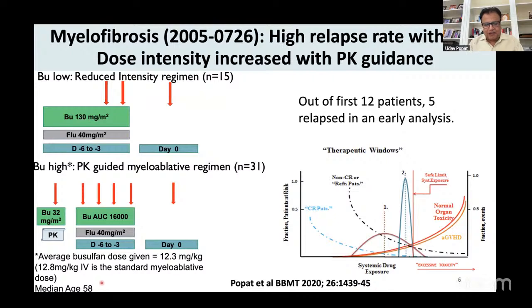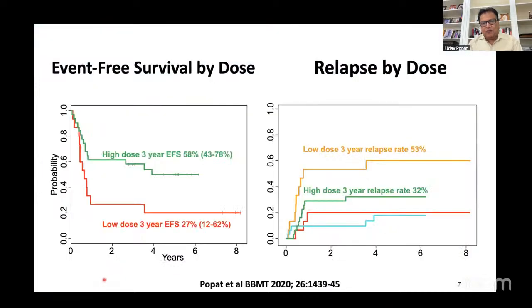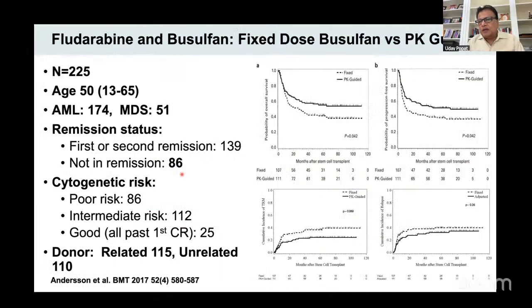These were older patients, with a median age of 58. What we found when you escalate the dose is that an area under the curve of 16,000 implies 80% of the myeloablative dose. Myeloablative 4-day fludarabine and busulfan, with 4 days of busulfan, will give you an area under the curve of 20,000, and this one is 16,000. So this is 80% of the myeloablative dose. What we saw was that the 3-year relapse rate came down from 53% to 32%, and that translated into better event-free survival. So the principle was that by giving pharmacokinetic dosing, we could improve outcomes.